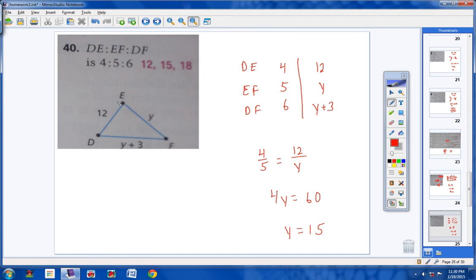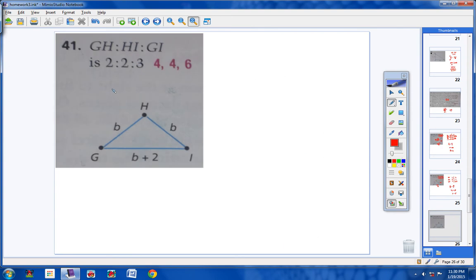Now, we're going to find all the lengths of the sides, so y equals 15. And then put a 15 here. 15 plus 3 is 18. So there we go. The three sides are 12, 15, and 18. Alright, number 41. Same thing again, so here we go.